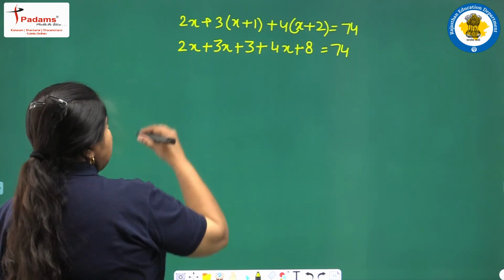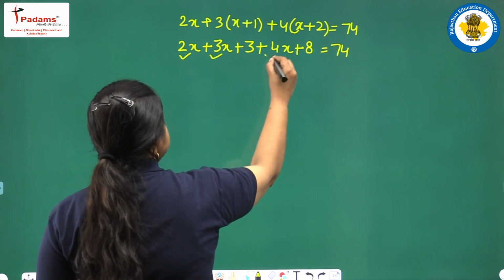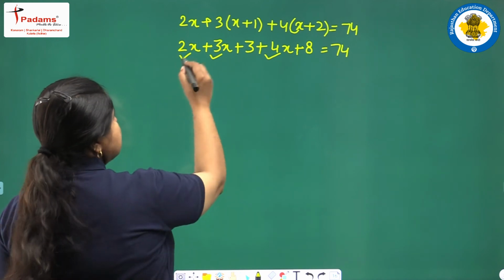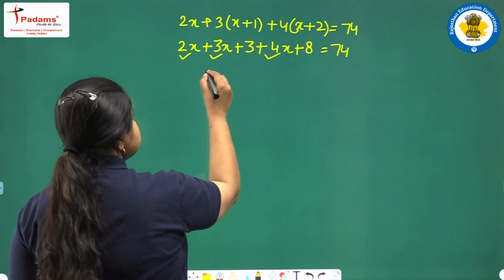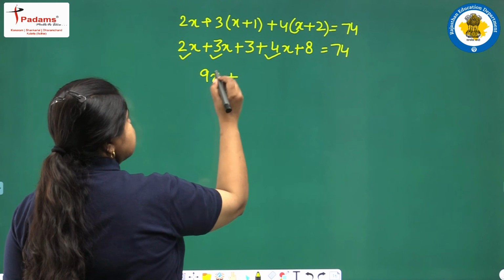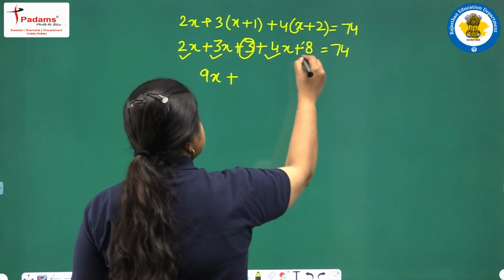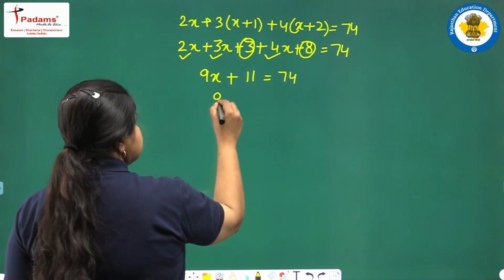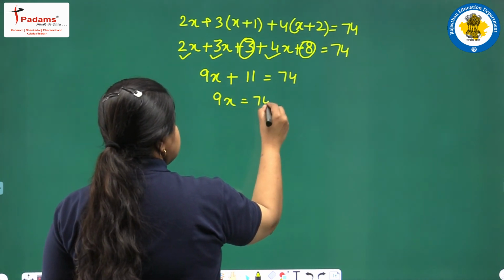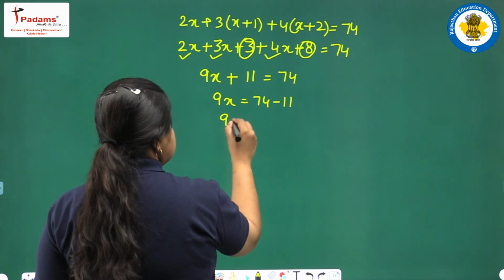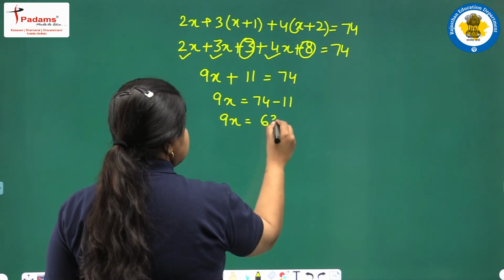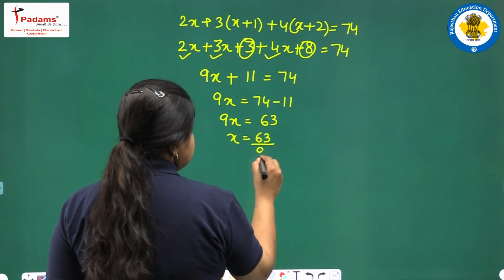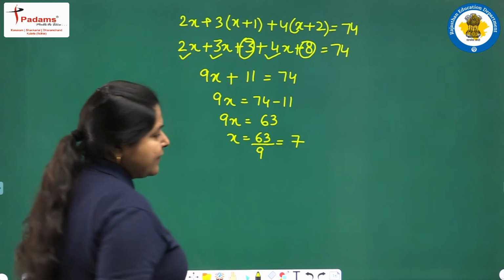Now again we will be adding up the terms with x. These 3 are the terms with variable x. Add these 3 terms. 2 plus 3 is 5, 5 plus 4 is 9x, plus we will add these constants 3 and 8, it will be 11 equal to 74. This gives us 9x equal to 74 minus 11, 9x equal to 63, x equal to 63 upon 9, and this is equal to 7.